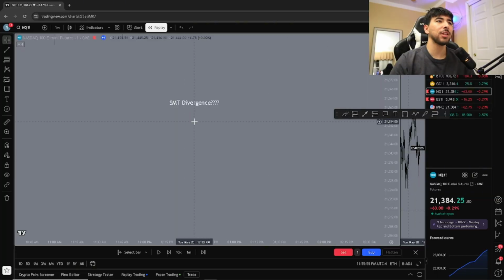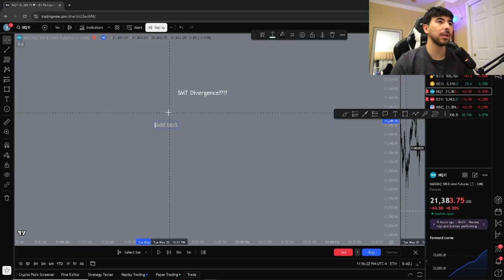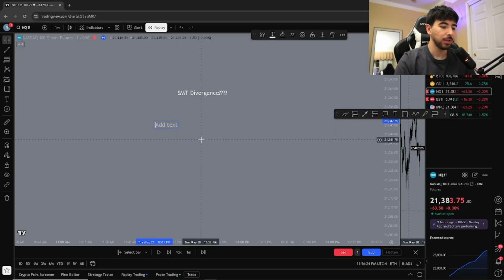All right, first thing when it comes to SMT divergence, right? Let me just give a basic breakdown and explanation of what SMT divergence is. It's basically when you have two correlated pairs or two of the same indices where they show different behaviors at a key level. So what do I mean by that? So first off, what the heck even is a correlated pair?